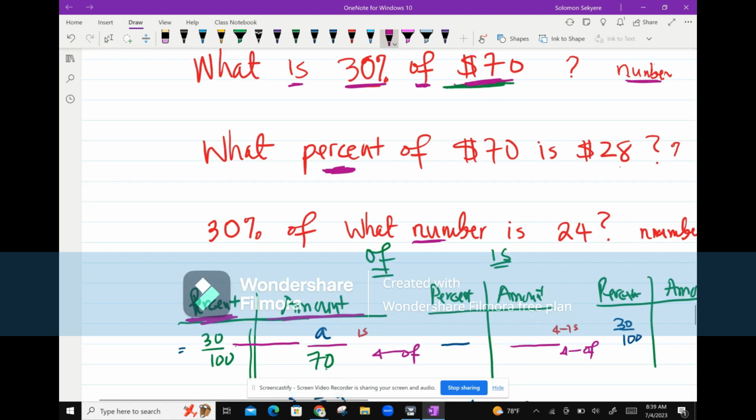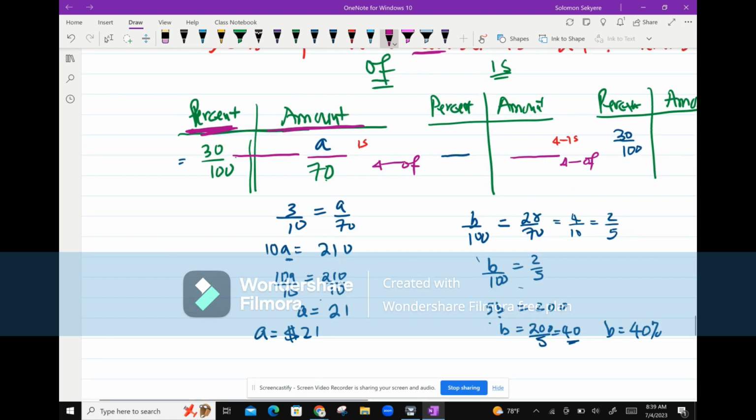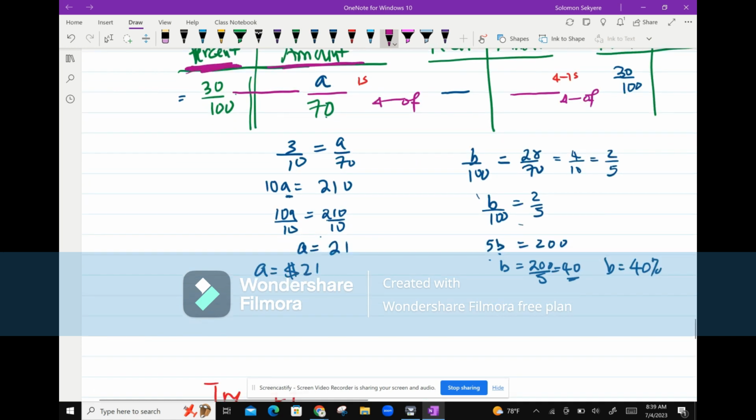So the first question: what is 30% of $70? 30% is what? 30 over 100. So you write 30 over 100. This is the percent side. Then draw your line. 30 over 100 should be equivalent to what? See the bottom here, the number that comes right after the "of". That's the position for it: 70. And then "is" goes on the top.